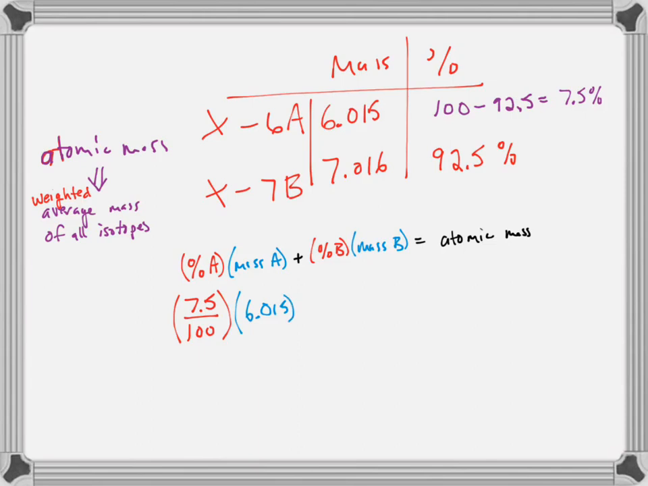0.15 plus the percent of B. What was that one? 92.5% times the mass of B, 7.016. I do the math, I'm straightforward, I just now plug and chug and get the atomic mass. Okay?